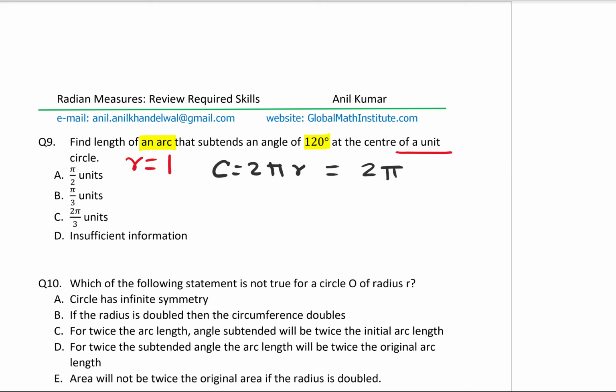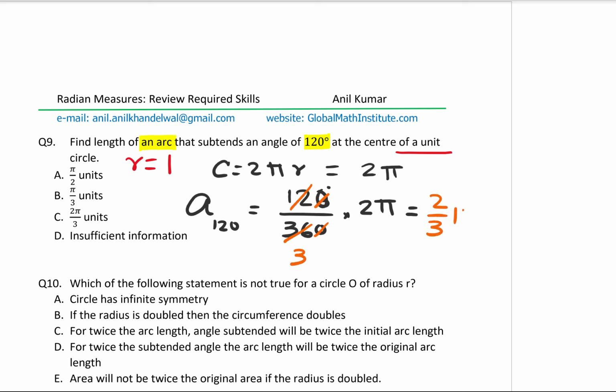Now we need to find the arc length where the angle is 120. So arc length A for an angle which is 120, circumference is for 360, right? So it will be the ratio of 120 degrees to 360, times the full length of 2 pi circumference. Now that can be simplified, and 12 goes 3 times. So we get 2/3 of pi as our answer, right? So 2/3 of pi is option C.